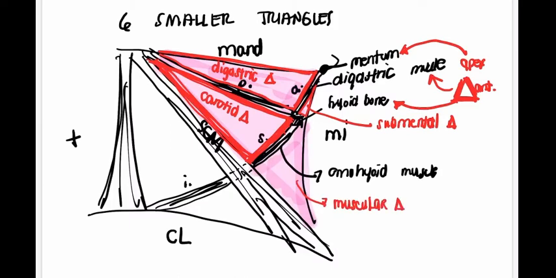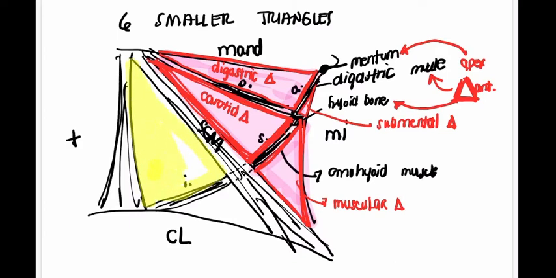Now, the fourth triangle is what we call the muscular triangle. It is bounded superiorly by the superior omohyoid muscle, posteriorly by the anterior border of the sternocleidomastoid, and anteriorly by the midline of the neck.